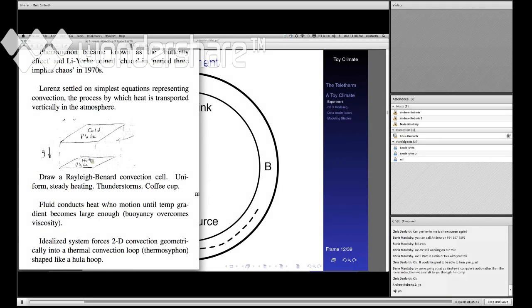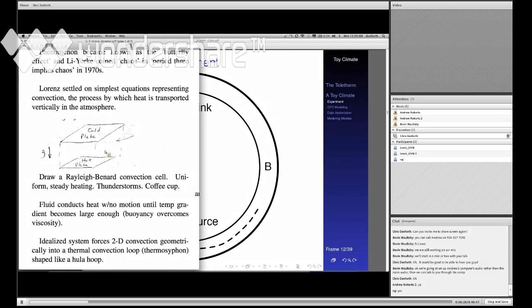Rayleigh-Benard convection is a well-studied problem where you try to understand a little system with two plates, a cold plate on the top and a hot plate on the bottom, and you can vary things like the aspect ratio and the temperature difference between the two plates, and all kinds of incredibly interesting nonlinear phenomena happen in the atmosphere. This is what produces thunderstorms.